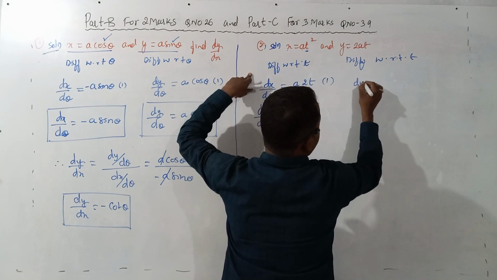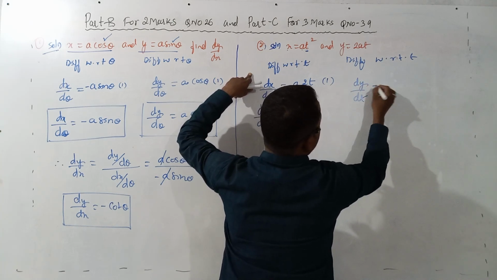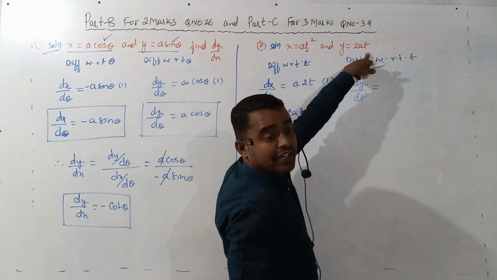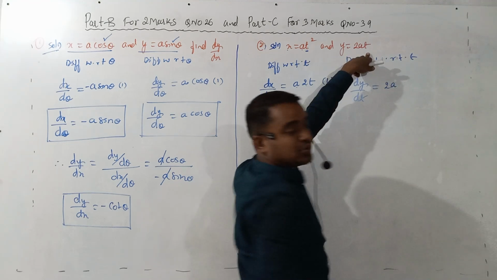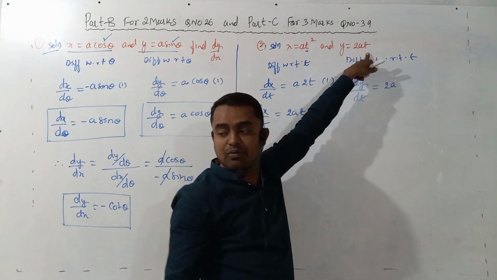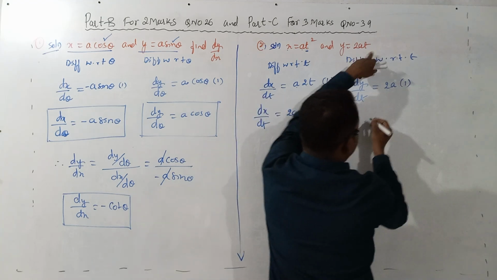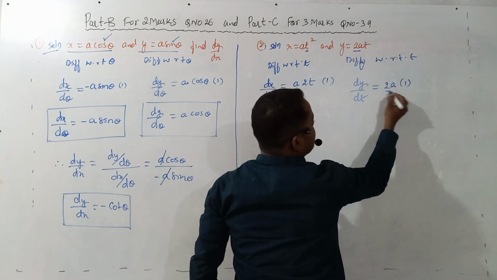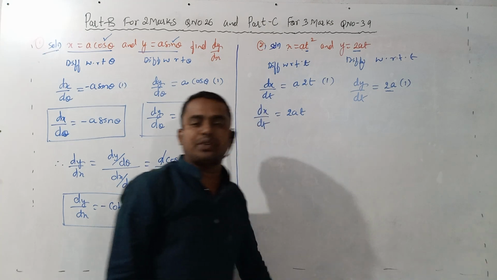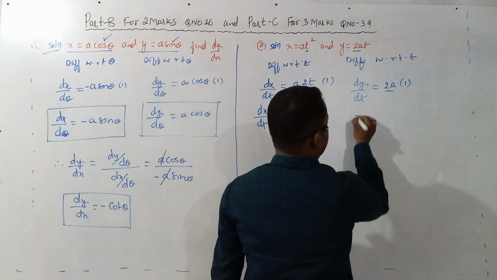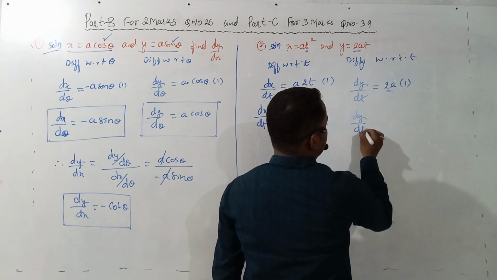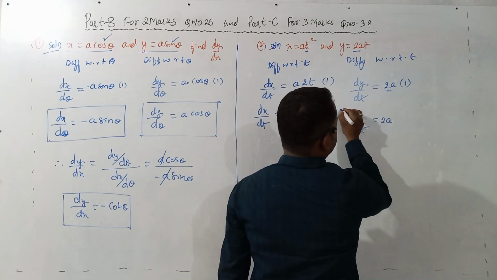dy by dt is equal to t. Derivative of t is what? 1. 1 into 2a is 2a. Because 2a is constant, keep 2a as it is. Only differentiate t here because 2a is constant. Derivative of t with respect to t is 1. Now dy by dt is equal to 2a.